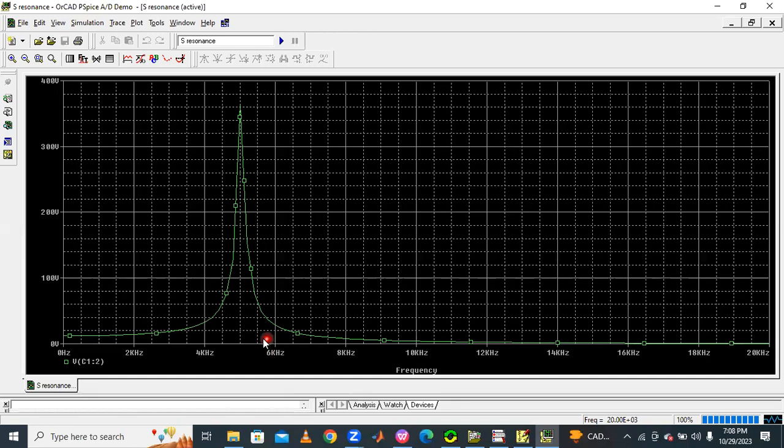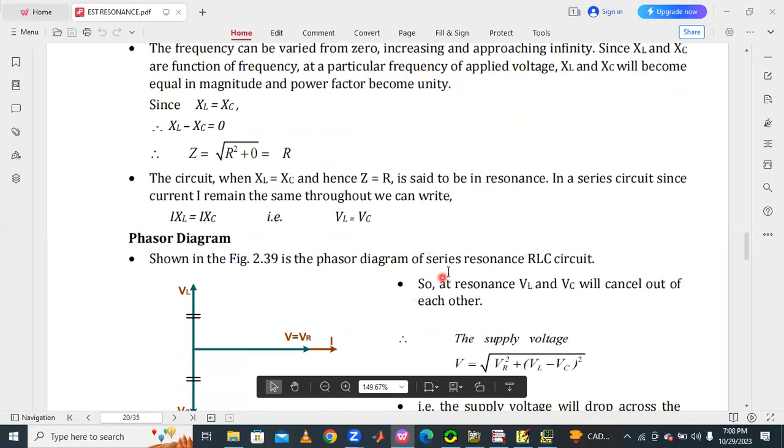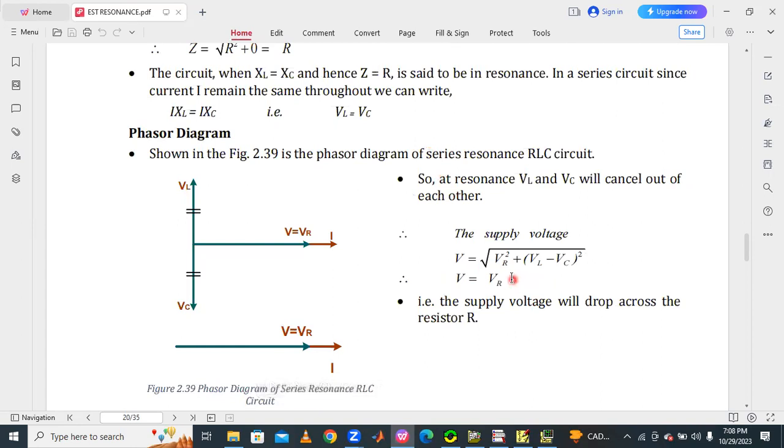Next. So voltage versus frequency characteristics means, under resonance condition, VL minus VC is equal to 0. So VS is equal to VR. The circuit offers only this current. So voltage across the resistor is equal to supply voltage. Okay. That is, supply voltage will drop across the resistor R only.